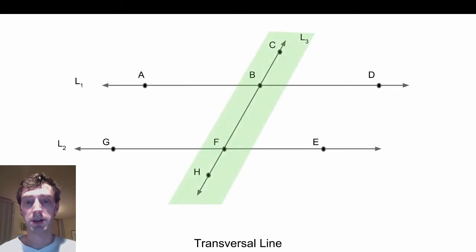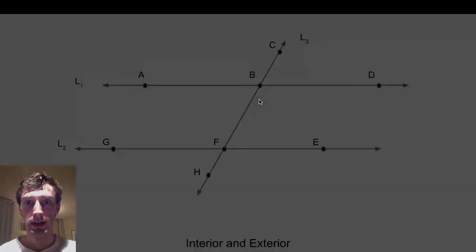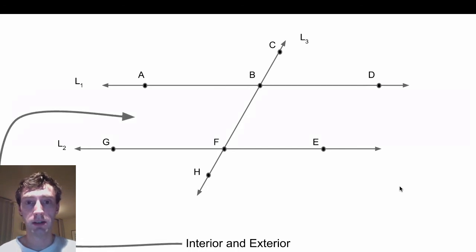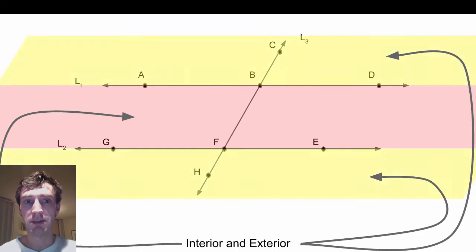We can also talk about transversal lines, and those are lines that intersect with another line. This line here is line 3, or L3, and it's transversal to line L1 and line L2 because it crosses line L1 and L2. When we've got a transversal intersecting two lines, we've got two regions. We've got the interior and exterior. The interior is this part here in the middle. So everything in between the two parallel lines, L1 and L2. And the exterior is the outside, so above L1 and below L2. That's the exterior.